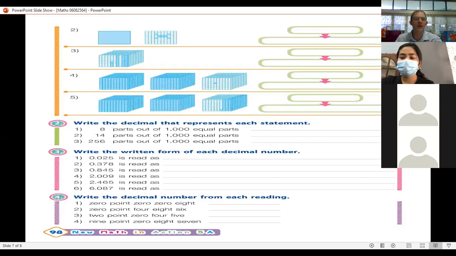That's what we are doing here. The first one we said was 0.008. And the second one, 0.014. But if you look at the last one, they say 256. So all that we are doing is dividing. But the way we are dividing is by moving our decimal point.